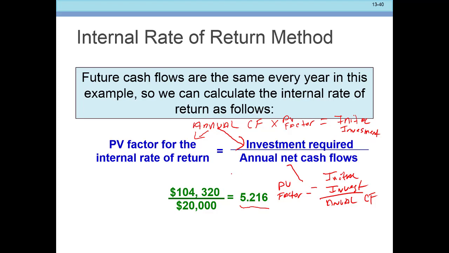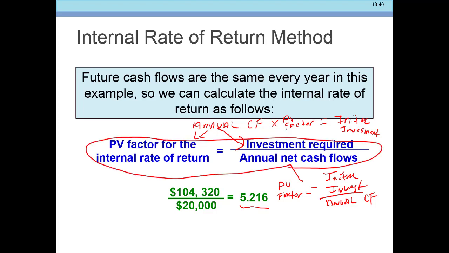I mean, that's just the same thing, right? I just did the algebra. I divide each side by the annual cash flows, and I'm left with present value factor on this side, initial investment on this side, right?